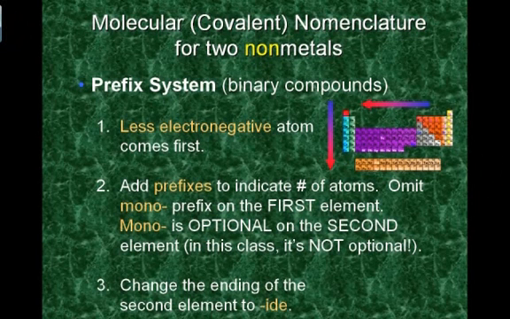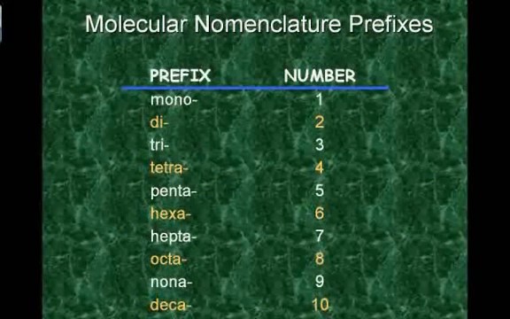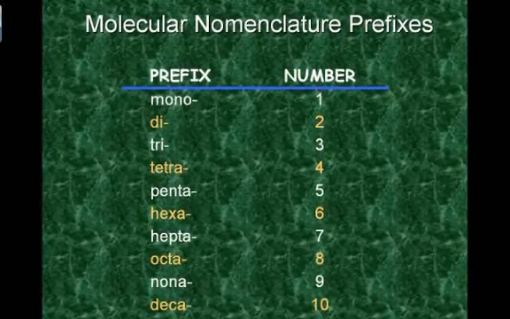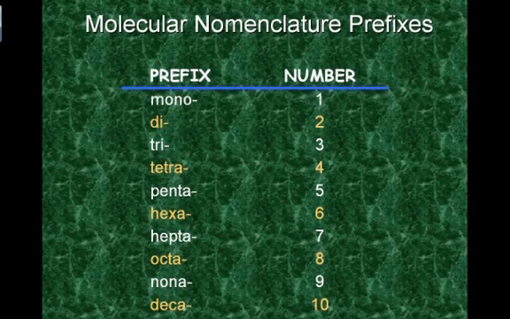Now, in order to name these compounds, we must know the prefixes. So this is a table of prefixes that you're expected to know. So if there's a single atom, mono, two atoms, di, three atoms, tri, and so on there. So let's take some examples. I would jot this table down in your notes for sure, and you are expected to know all the way through 10, although we could keep going beyond 10 if we wanted to. Let's take these three examples.